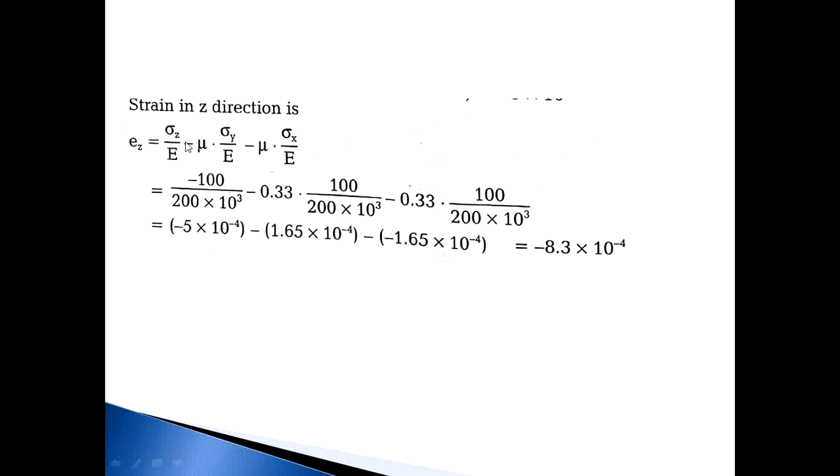Then next, strain in the z direction. So Ez is equal to sigma z by E, which is the linear strain, and y and x are the lateral strains. So minus mu sigma y by E minus mu sigma x by E. Sigma z is minus 100 divided by 200 into 10 raised to 3, minus 0.33 into 100 divided by 200 into 10 raised to 3, minus 0.33 into 100 divided by 200 into 10 raised to 3. By calculating, the Ez value is minus 8.3 into 10 raised to minus 4.